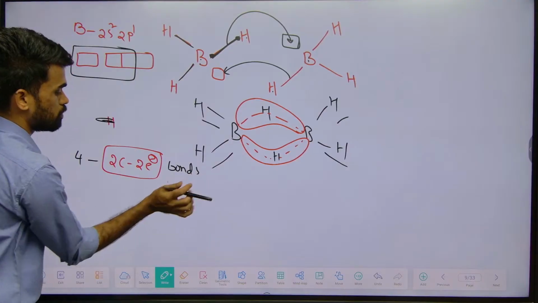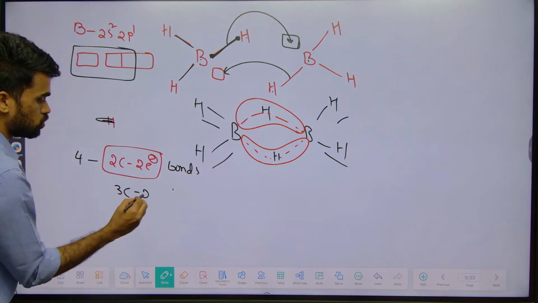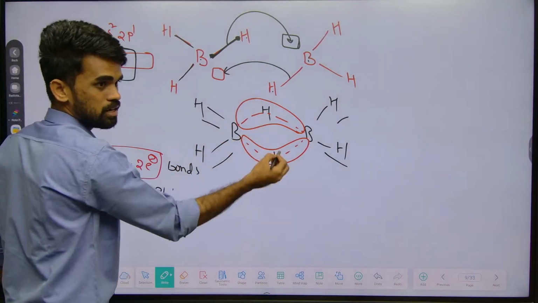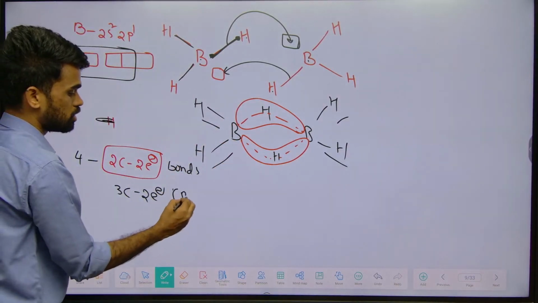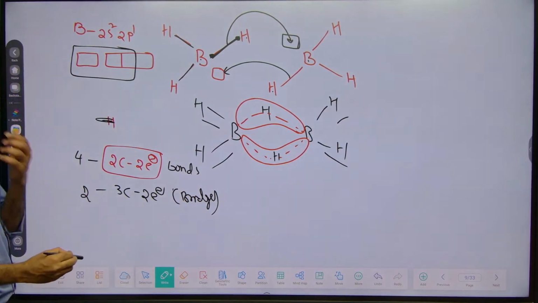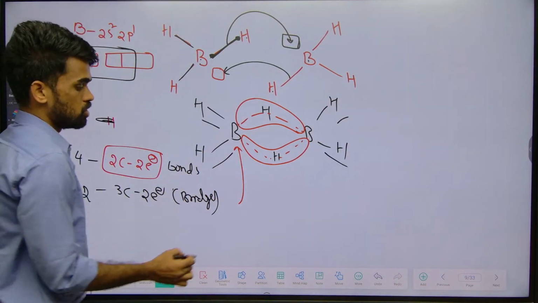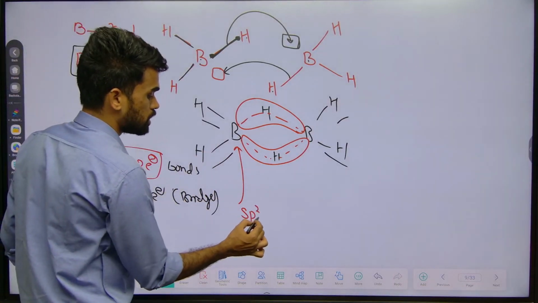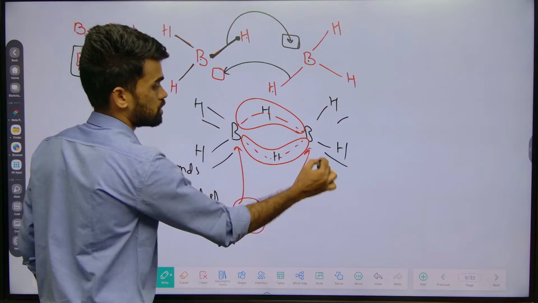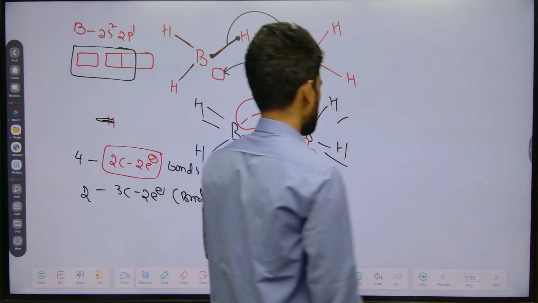The next question will be, how many 3-center 2-electron bonds? This bridged one is there now. So how many bridge bonds are there? 2, like this. Okay. Now they will ask you what is the hybridization of this boron. 4 bonds means sp3. Each of these borons in diborane is sp3 hybridized. Remember, important point.